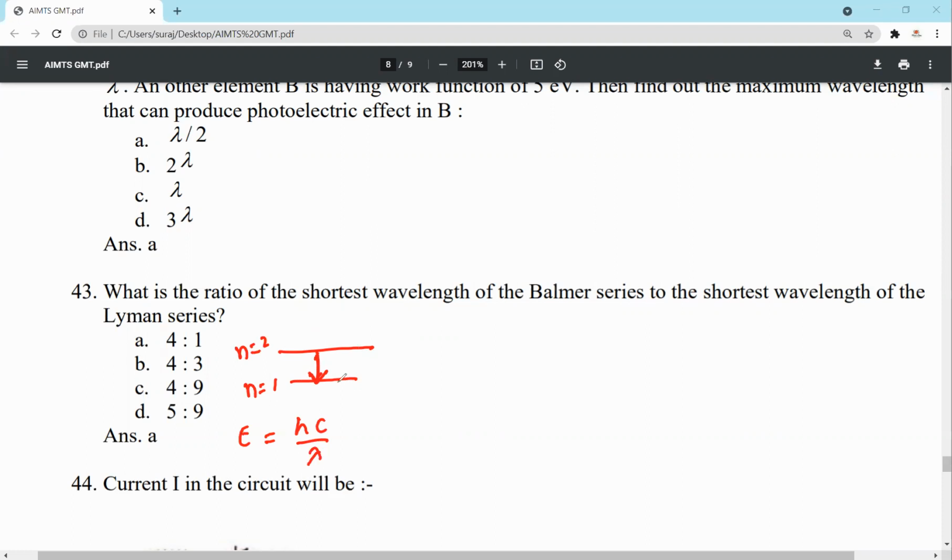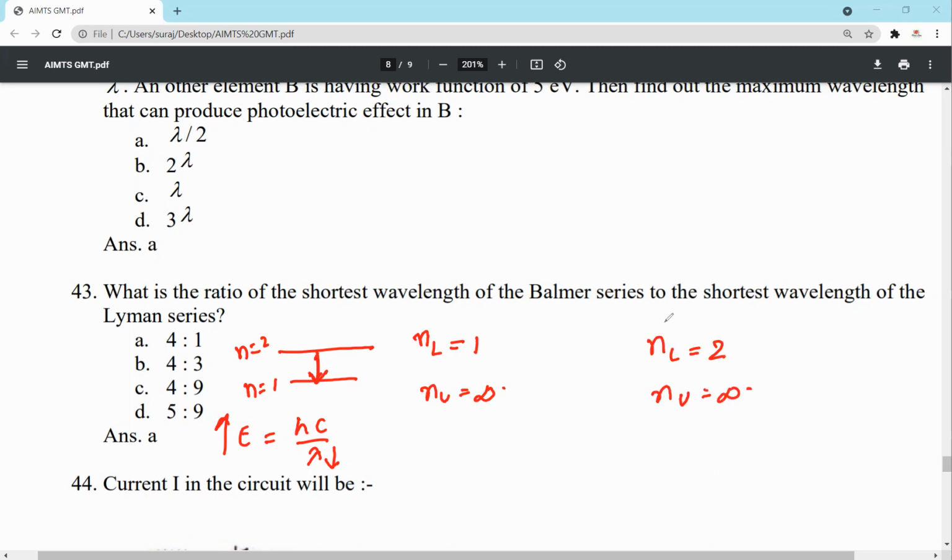So if the electron moves from a lower orbit to the highest orbit, energy will be more. Energy will be more, lambda will be less. So highest energy is what? n lower is 1 in case of Lyman, and n upper should be infinite. Similarly, in Balmer, n lower should be 2 and n upper should be infinite.